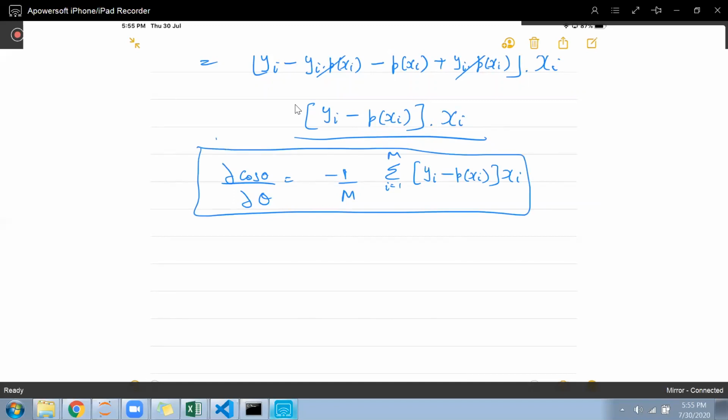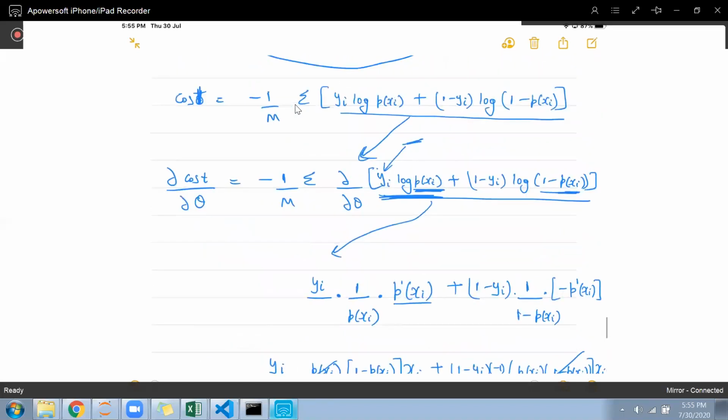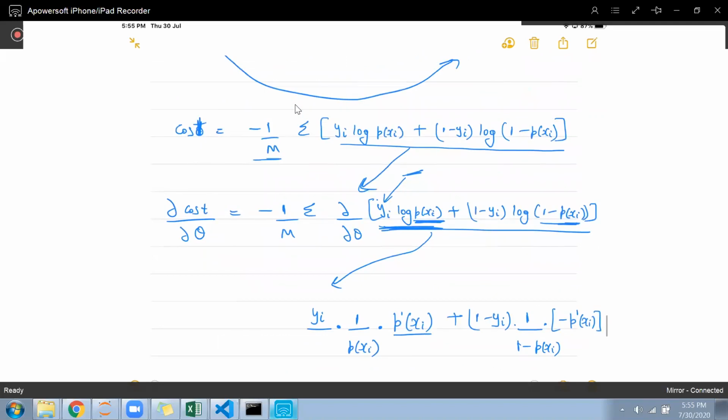Sir, why is that negative sign in front of that minus 1 by m? Yeah, it was minus 1 by m, no. Earlier only, in the cost function only, it was negative 1 by m. Like in the likelihood function, in that also it will be minus 1 by m? In the log likelihood also, no, it was 1 by m, like I told you.